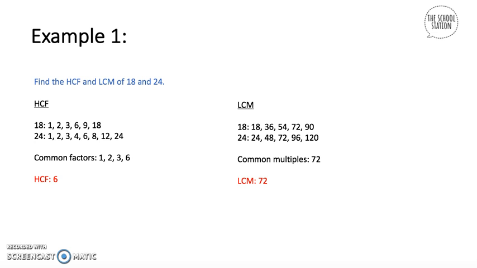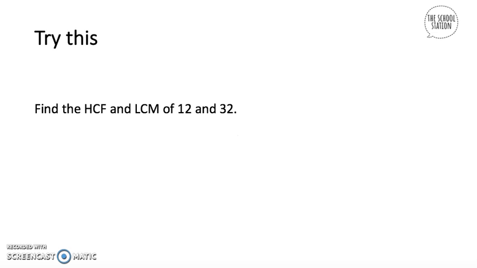I hope that this has helped you so far, but now I want to test if you can do some problems, because I'm pretty sure that maths is all about practicing. So I want you to try to find the HCF and LCM of 12 and 32. Remember to create the list for both 12 and 32, and then find the common numbers between both lists, and then work out the HCF and LCM. So pause this video and try to find the HCF and LCM of 12 and 32.